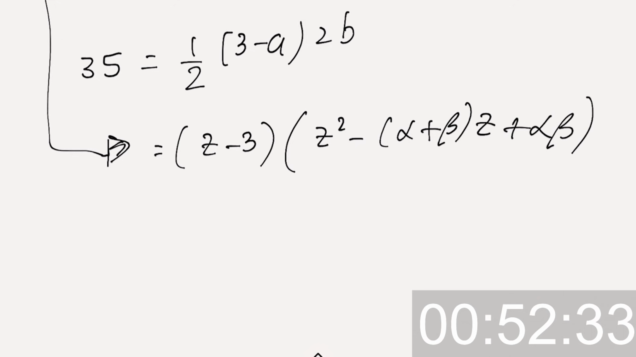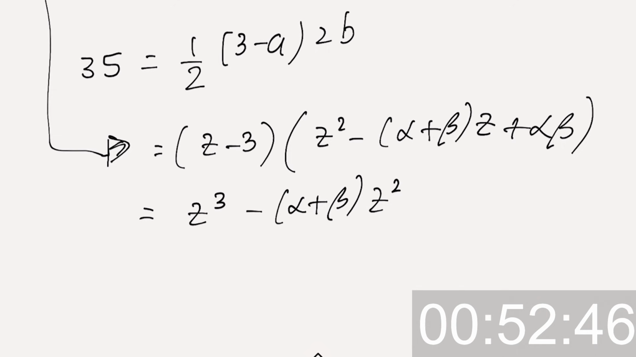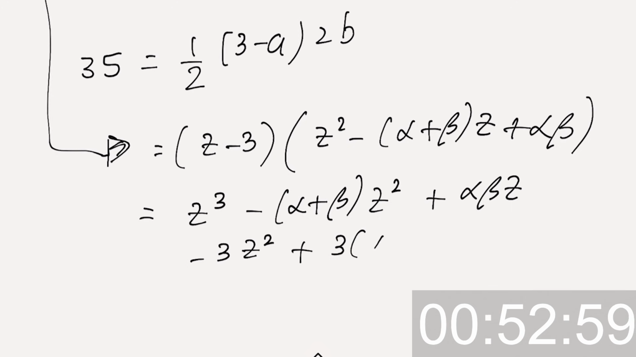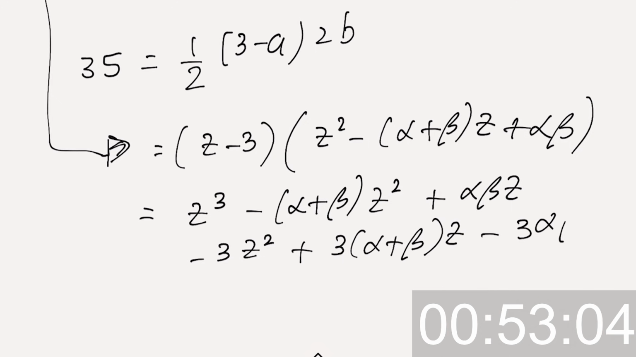So then I'm going to get z cubed, minus (alpha plus beta)z squared, and then plus alpha beta z, minus 3z squared, and then I'm going to get plus 3 times (alpha plus beta)z minus 3 alpha beta. Okay, I think I've got it now.